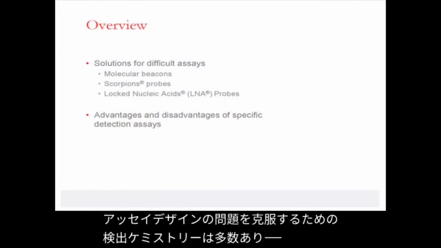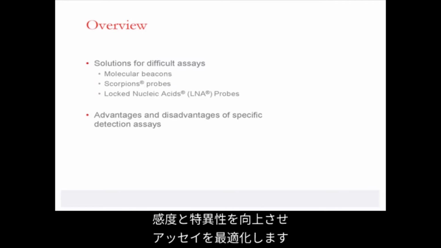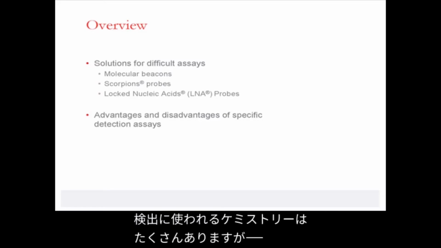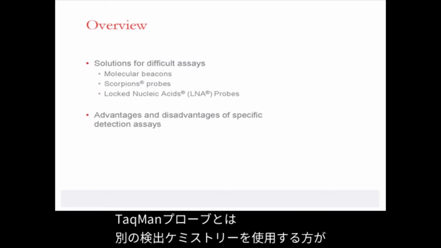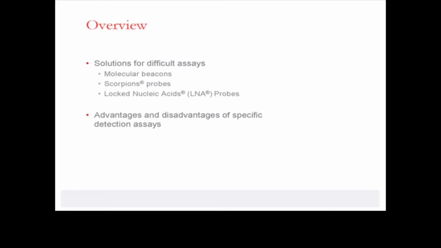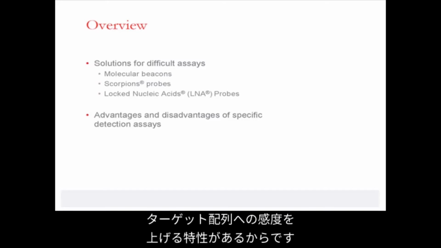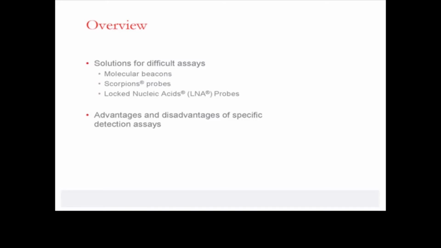There are a number of alternative probe chemistries to overcome assay design problems, optimizing the assay by improving sensitivity and discrimination. There are a huge number of chemistries used for detection. However, each has its own advantages. For some assays with low copy number, the use of alternative detection chemistry can improve the quality of the assay compared to using a TaqMan probe, as they have additional properties to improve their sensitivity to a target. Each chemistry has its own advantages.